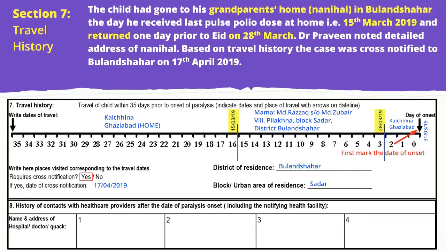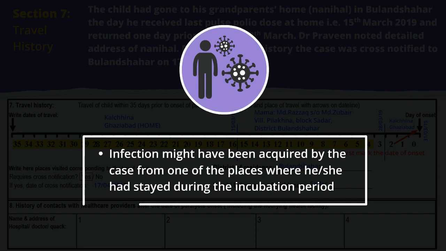Take complete travel history for all the travels made by the patient during incubation period and write the address in the CIF. On an average, the incubation period for polio is 7 to 10 days and it ranges from 4 to 35 days. The case would have acquired the infection from one of the places where he or she had stayed during the incubation period.